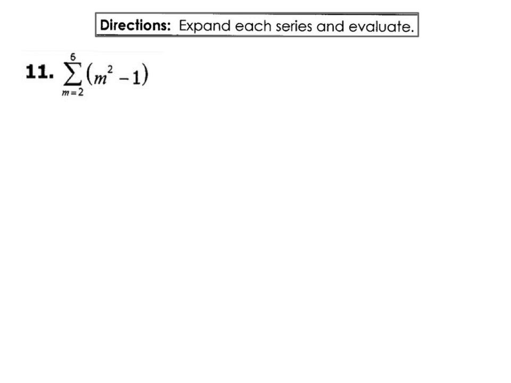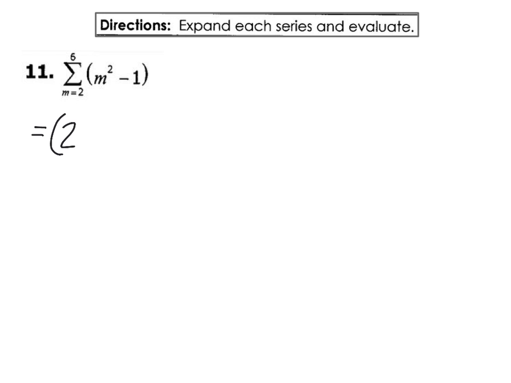All right, number 11 is slightly different from the previous problems because now we're saying from 2 to 6. In all the previous problems, it was always n or m or k equals 1, all right? But now we're starting at the second term. Doesn't change it very much, but it looks slightly different, so I didn't want you guys to freak out, and I wanted to do this one with you. So all we're doing is we're starting with m equals 2. So our first term in this series is when m equals 2.